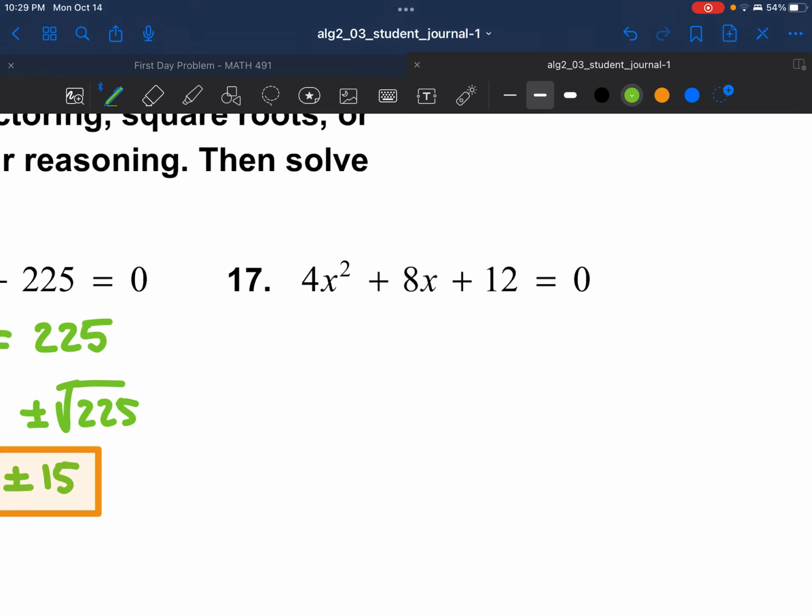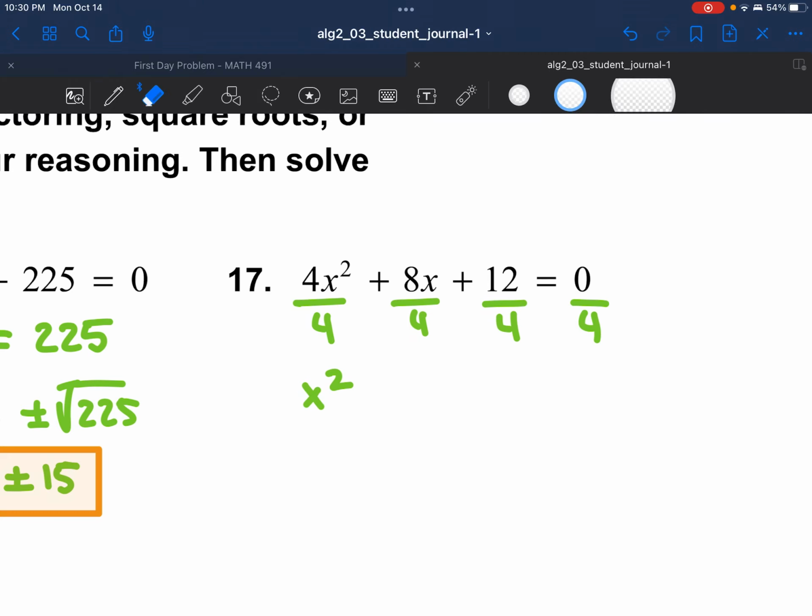This last one here, I would probably use completing the square for, or factoring. So let's go ahead and try factoring, and if that doesn't work, then completing the square is our next step. So all these numbers are divisible by 4. That's going to make my life easier, so that's where I'm going to start. I'm going to divide everything by 4. So that's x squared.